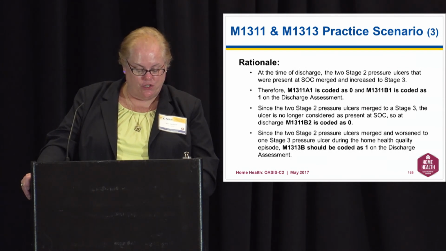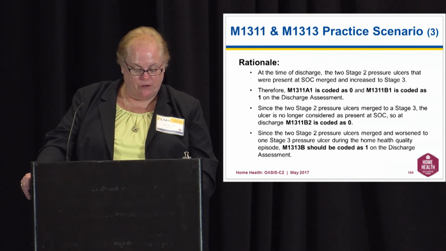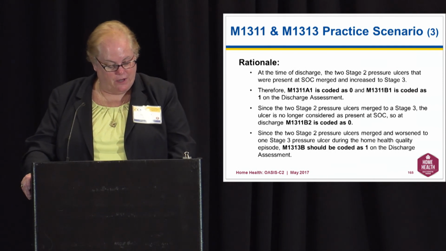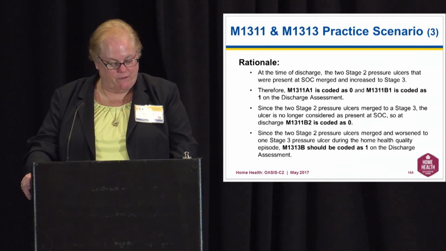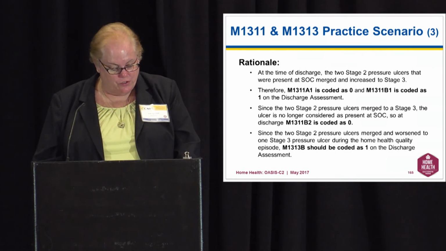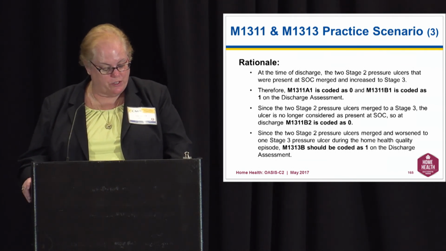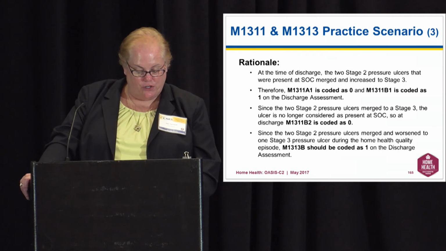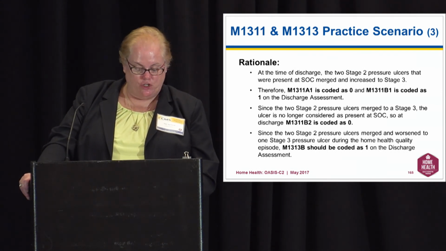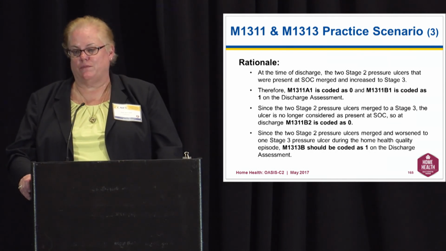Since the 2 stage 2 pressure ulcers merged to a stage 3, the ulcer is no longer considered as present at the start of care. So at discharge, M1311B is coded as 0. And then since the 2 stage 2 pressure ulcers merged and worsened to a stage 3, the pressure ulcer during the home health quality episode at M1313B should be coded as 1 on the discharge assessment.